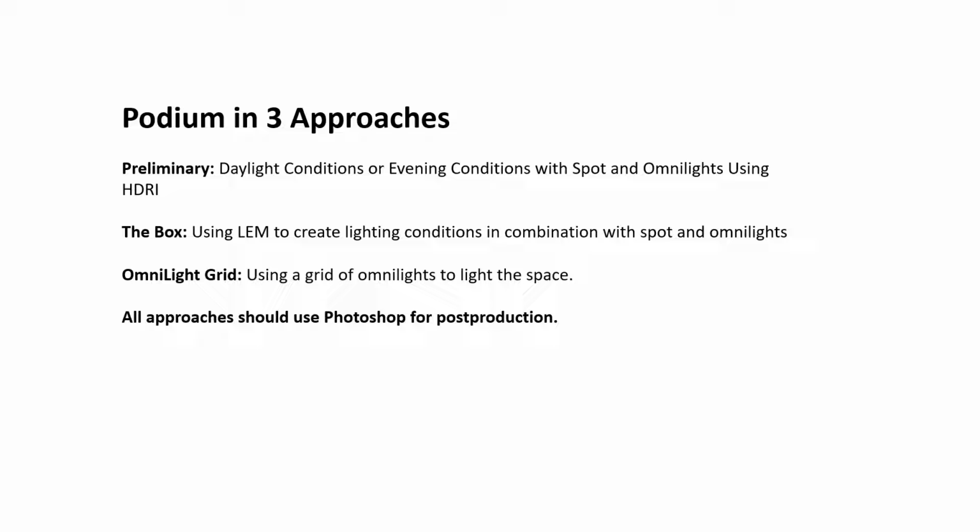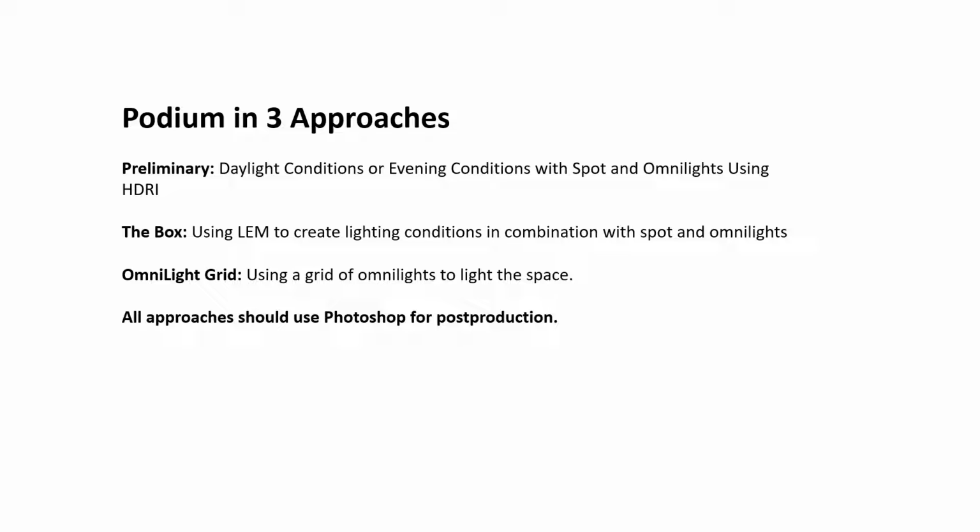The second one, which is good, and we'll talk about this, is called the box. And the box is to use what are called LEMs, or light emitting materials, to create lighting conditions in combination with spot or omnilights. Basically, you're creating an illuminated box into which you put your object, and this allows for tight control of lighting and conditions.